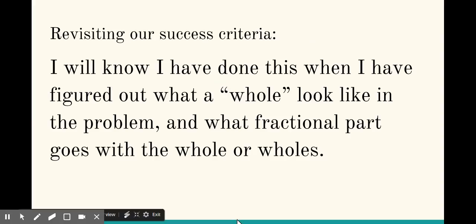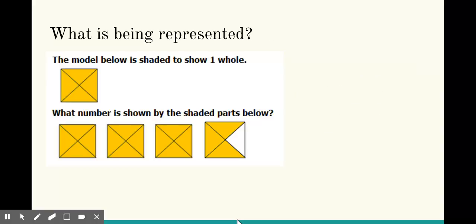So let's go back to our success criteria. You're going to know you've done this when you figured out what a whole looks like in the problem, and then what fractional part goes with that whole or wholes. So normally, it's going to tell you what the whole looks like. You have to figure out how many of those there are, and you're going to go back to what you already know about fractional parts. So let's try a few together.